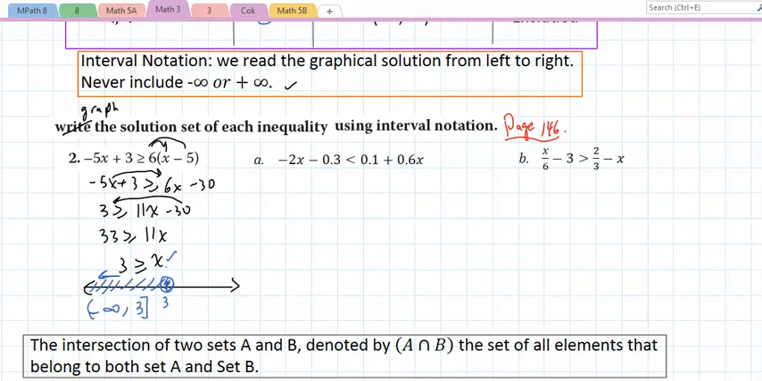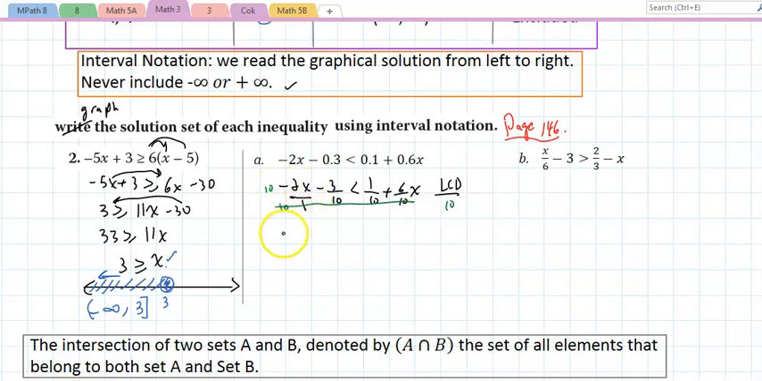I added 2 more problems because we don't have enough practice in the book. Negative 2x minus 3 over 10 is less than 1 over 10 plus 6 over 10 x. I see a fraction. LCD comes to mind. Don't forget this is over 1. The LCD is 10. So this is missing a 10. Now that they all have it, we ignore that. Negative 10 times negative 2 is negative 20x. Minus 3 is less than 1 plus 6x.